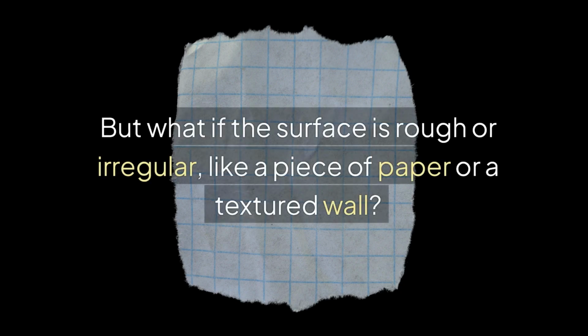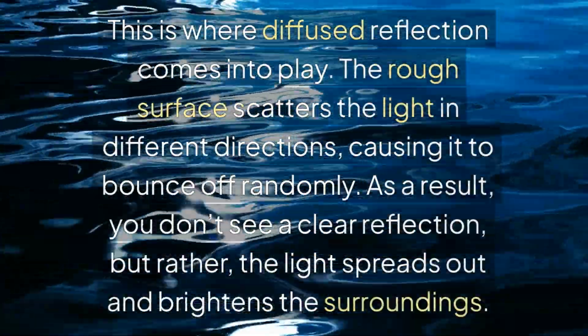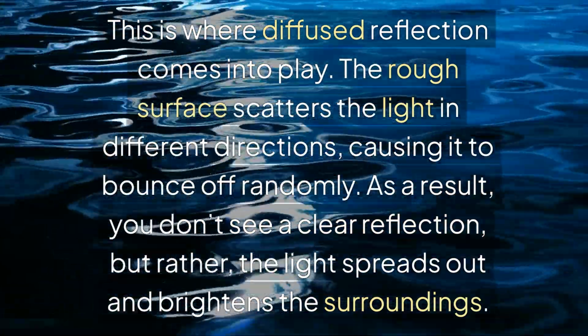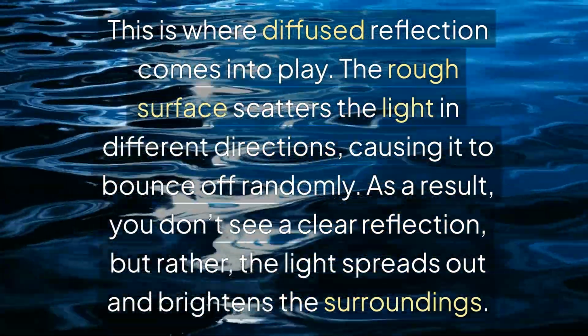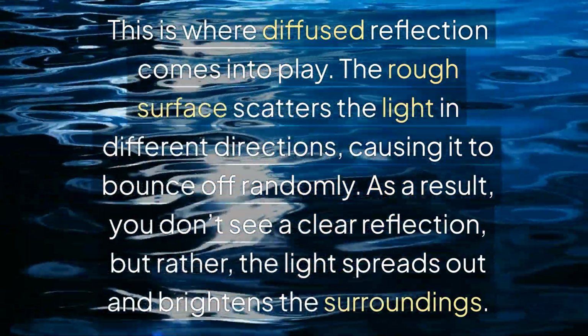But what if the surface is rough or irregular, like a piece of paper or a textured wall? This is where diffused reflection comes into play. The rough surface scatters the light in different directions, causing it to bounce off randomly. As a result, you don't see a clear reflection, but rather, the light spreads out and brightens the surroundings.